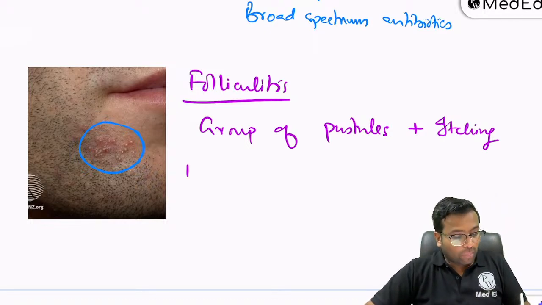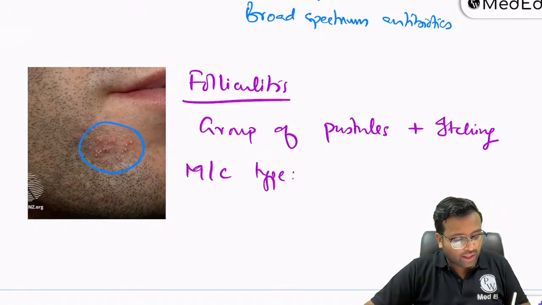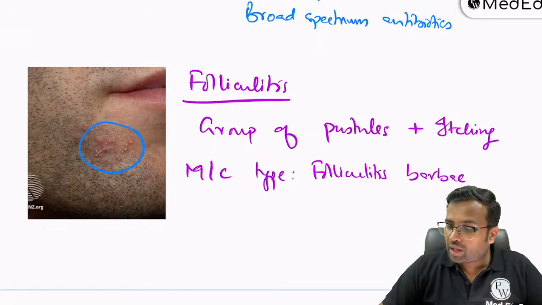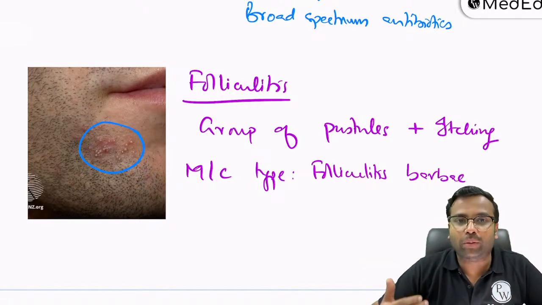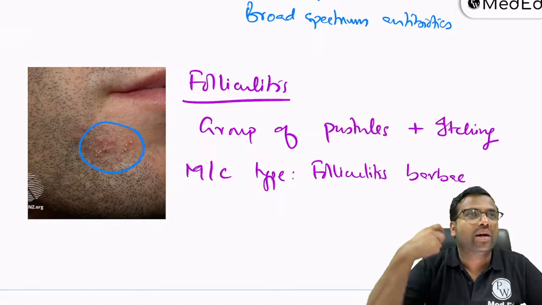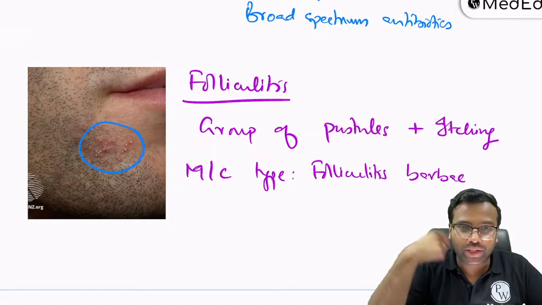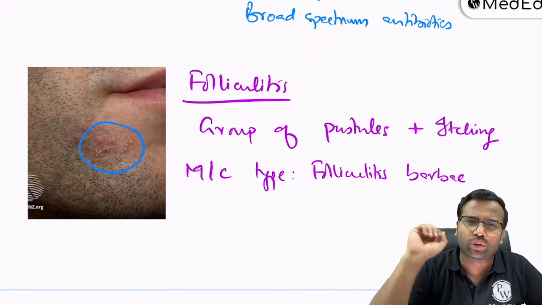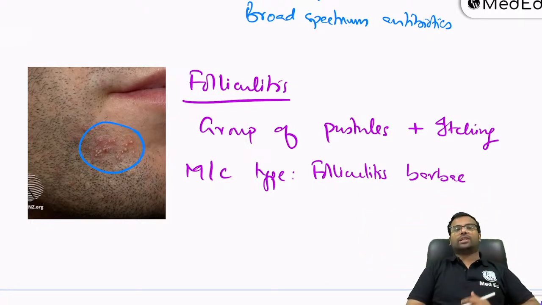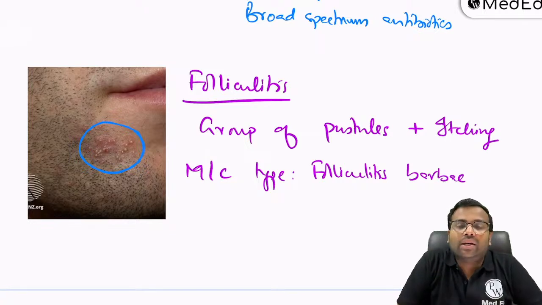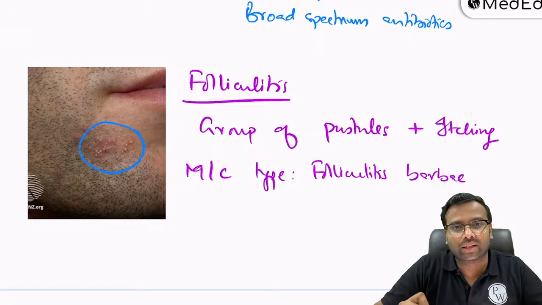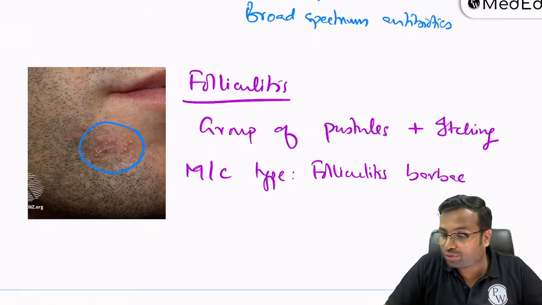And remember, the most common type of folliculitis is called folliculitis barbae. So what is folliculitis barbae? I'm sure the boys out here would be able to correlate it much better. Every time you use a razor to shave off the beard hair, immediately after shaving, you feel that there is some irritation to the skin, isn't it? And once there is irritation to the skin, if you closely examine in a mirror, you can see that small pustules develop over the skin. That is exactly what we call folliculitis.